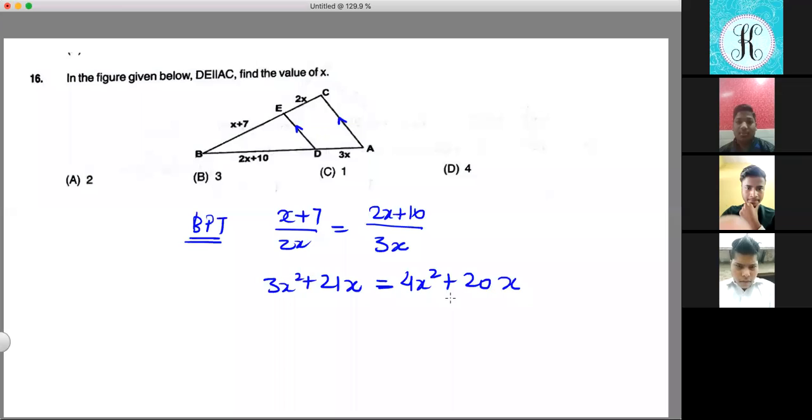So what will we get? We can take this here, so we will get x is equal to x square.